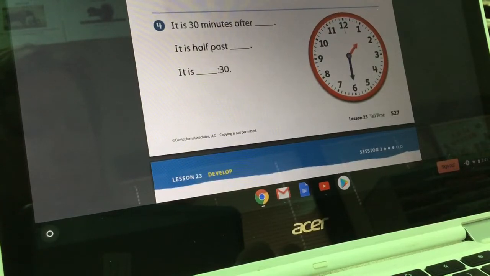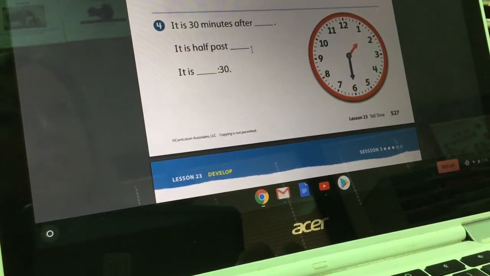We see, if we count by 5s, 5, 10, 15, 20, 25, 30. Our minute hand is 30 minutes past the hour. So it is 30 minutes after. The answer is 1. 30 minutes after 1. Please write 1 on the line.